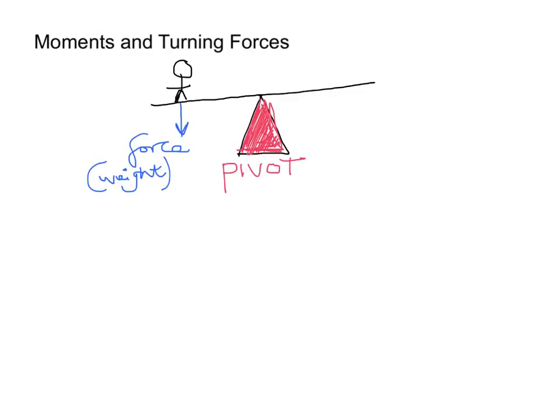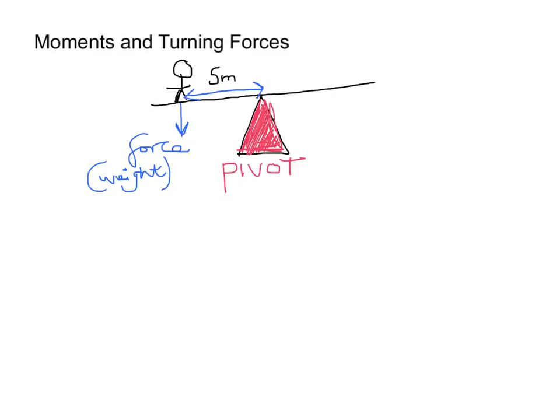Now, I've positioned that person very specifically a set distance away from the pivot. Let's say that set distance is 5 meters. That seems quite a large seesaw, but let's just go with it. That's quite a big distance from the pivot.